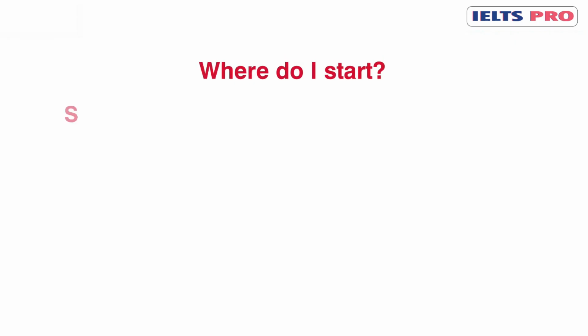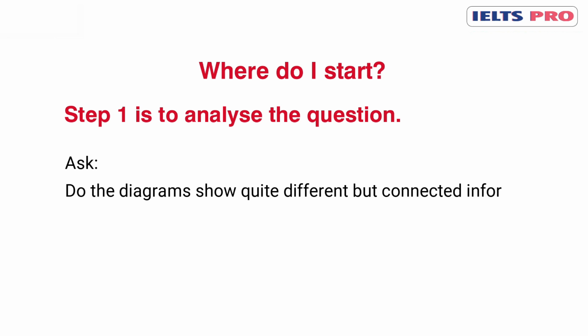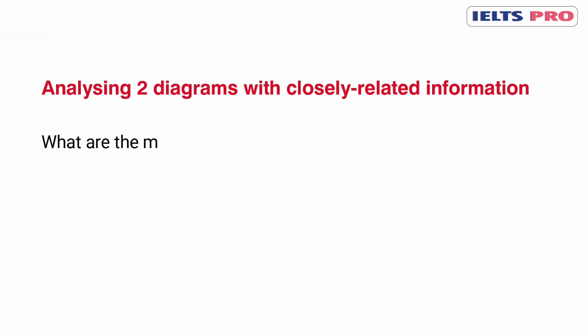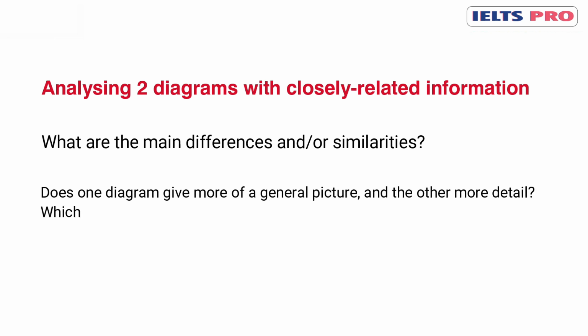Where do I start? Step 1 is to analyze the question. Ask: do the diagrams show quite different but connected information? Or do the diagrams show closely related information? Analyzing 2 diagrams with closely related information: what are the main differences and/or similarities? Does one diagram give more of a general picture, and the other more detail? Which is which?